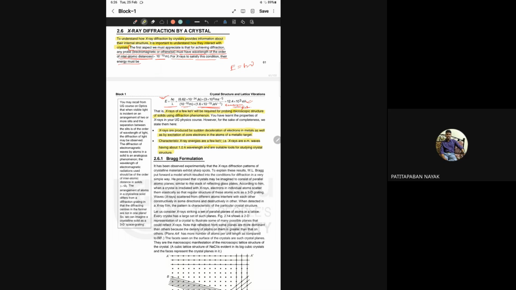Or how else can X-rays be produced? If you hit a metallic target with a high energetic particle, and that particle knocks out one of the core electrons, then also X-rays will be produced.